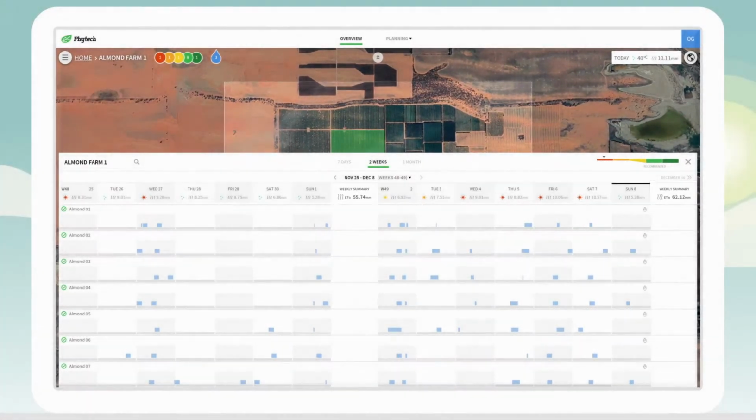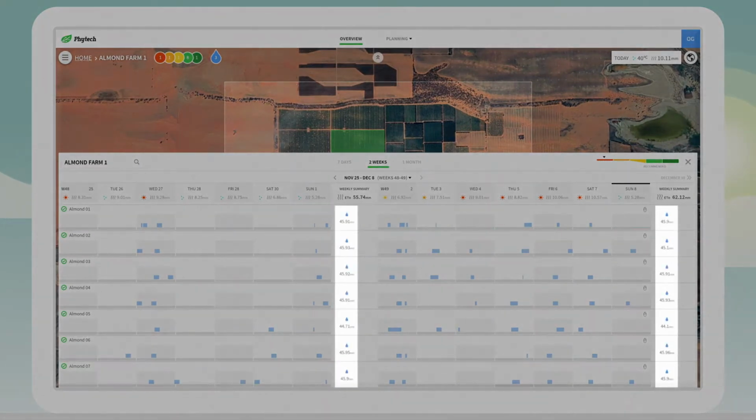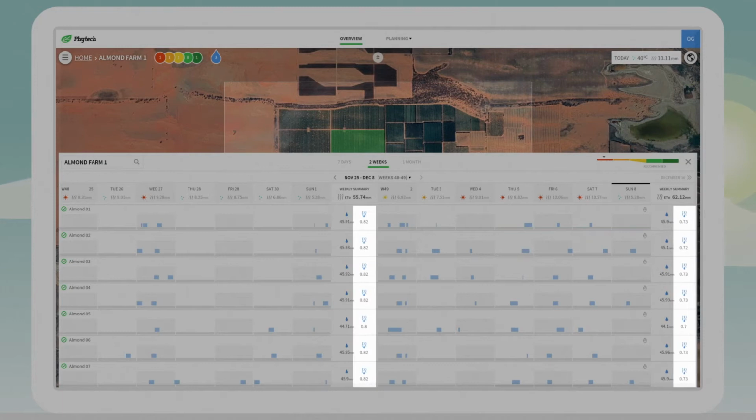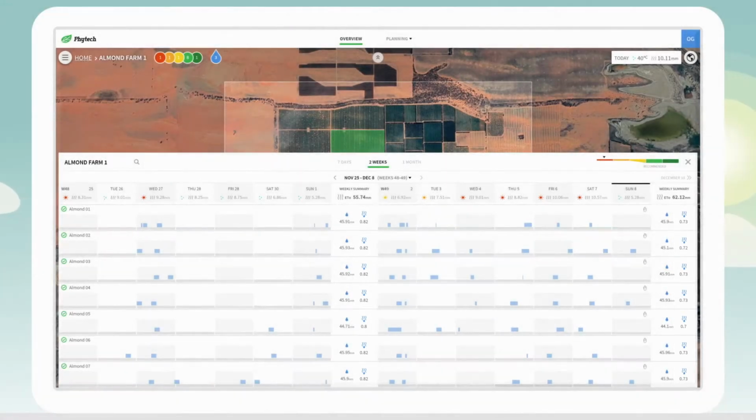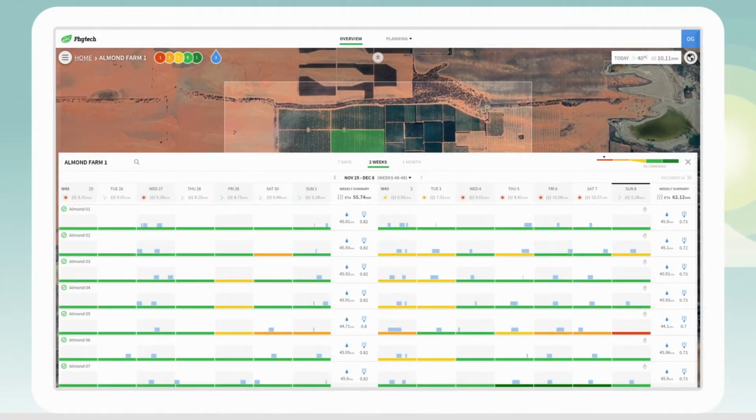top. The weekly sum of the applied irrigation is visible alongside each plot, along with the applied weekly ratio or crop factor. That's irrigation divided by evapotranspiration. And finally, the colours that indicate the daily plant status act like a scorecard for that ratio.